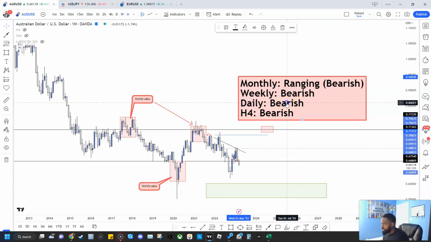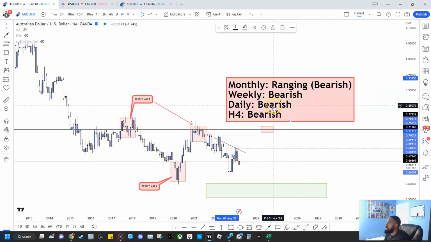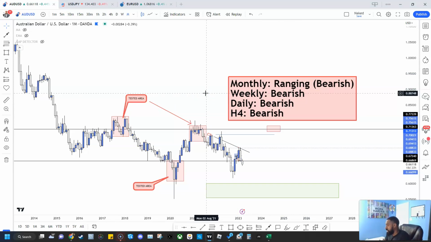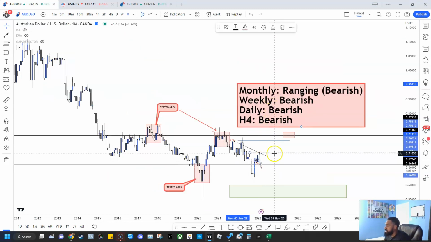So, as I said before, the monthly time frame is ranging, right? It's in a range that it has not broken since 2015. So keep that in mind when you're trading at this area. It's at a point where I feel like it's at an indecision level on a monthly, which is a very strong one.